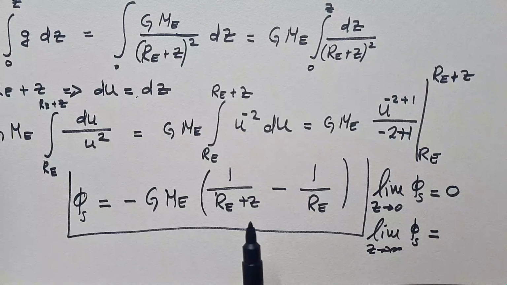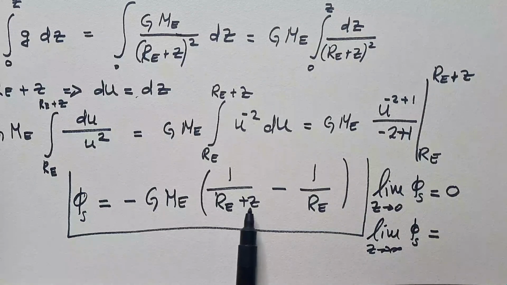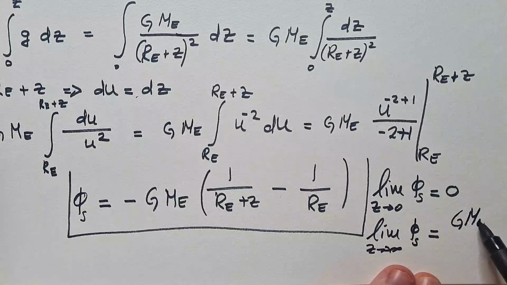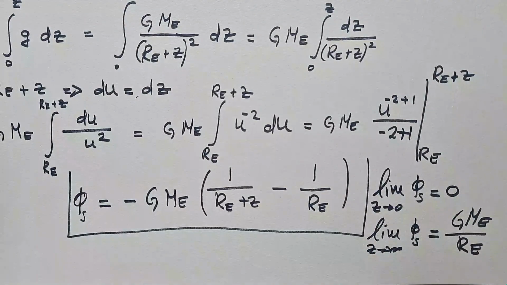If z tends to infinity, then this one tends to 0, 1 over infinity is 0, minus and minus give plus, and this becomes G M_E over R_E. And that also makes sense, because if we want to go to infinity, we need to beat, so to speak, the entire gravitational potential field of this sphere.